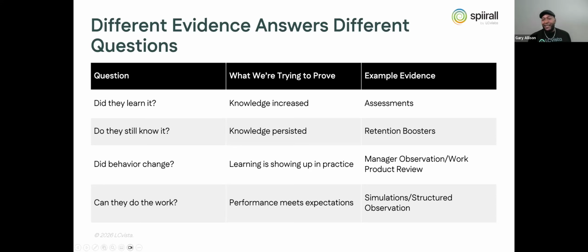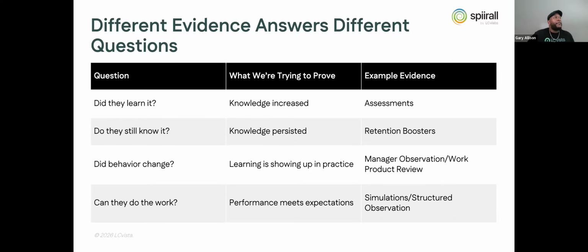So this is essentially the thesis of this presentation. Different evidence answers different questions. So when you ask the question, did they learn? We're out to prove that knowledge increased. And again, one of our primary mechanisms are assessments. Do they still know it? We're out to prove that knowledge persisted. And again, we use retention boosters as one of our primary mechanisms, along with some of the other items that I covered earlier.